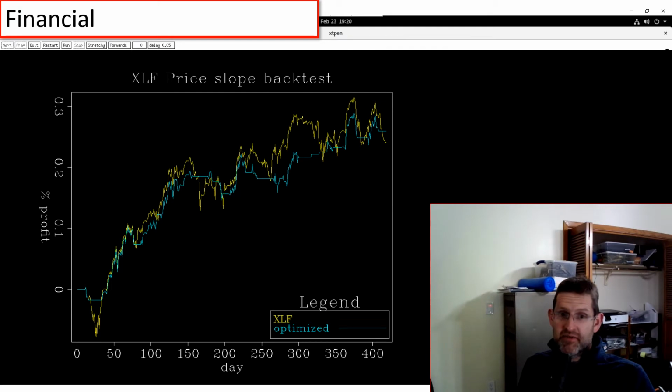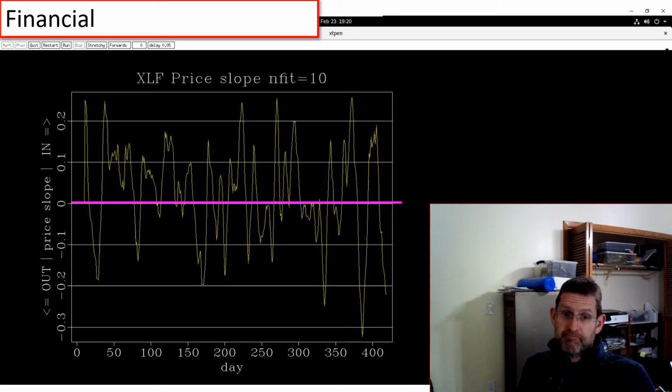XLF financials have done pretty well this year. Though it's interesting to catch that you see that we're out of the market for much of that period. So it's kind of cool. You capture most of the upside without being in the market all that much. And presumably that cash is getting returns elsewhere. We're currently out of the market with XLF.